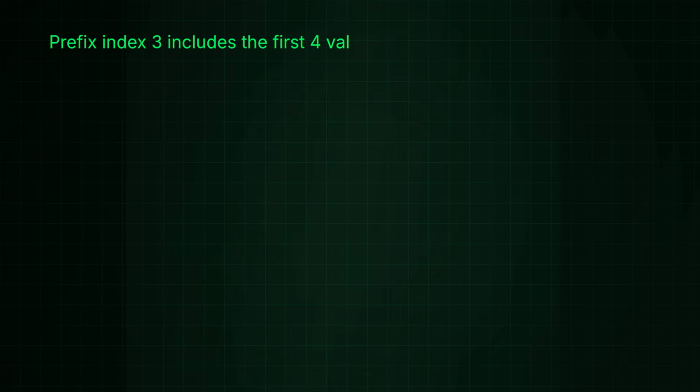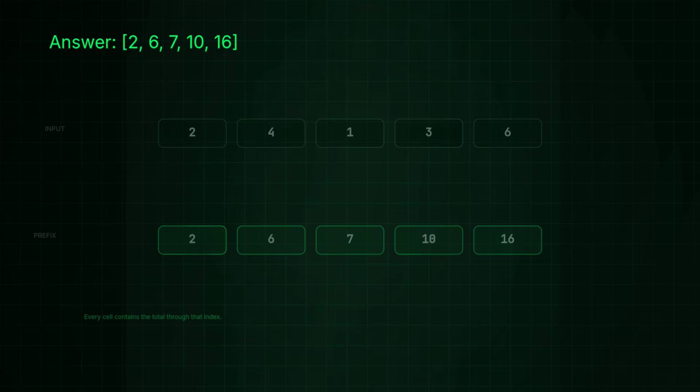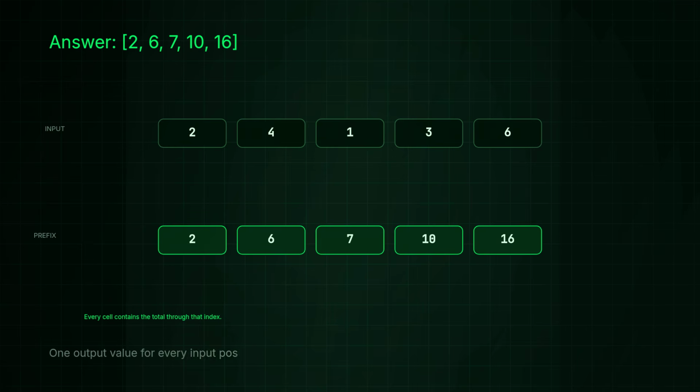Prefix index 3 includes the values from index 0 through index 3. Add 2, 4, 1, 3. The total is 10, so prefix index 3 contains 10. Repeat the same running total rule at every position. The totals are 2, 6, 7, 10, 16. Therefore, the prefix array is 2, 6, 7, 10, 16.